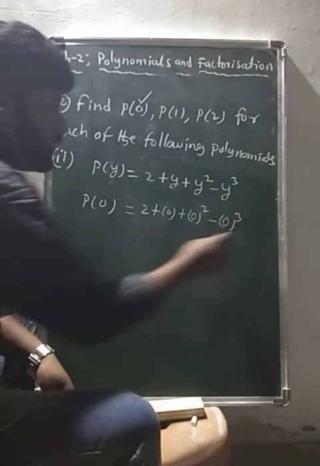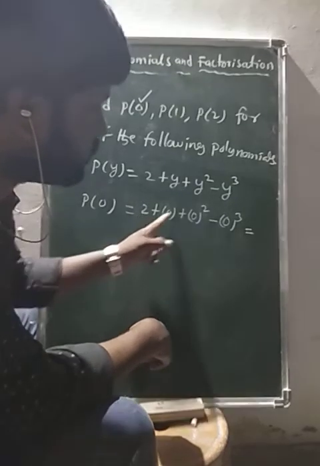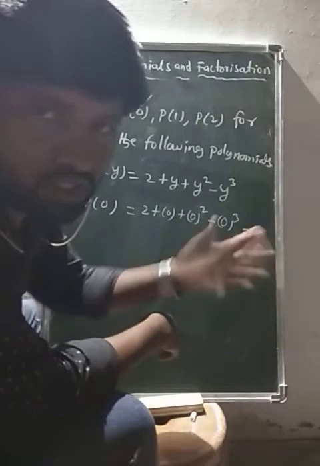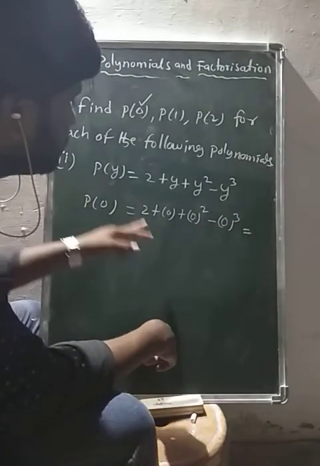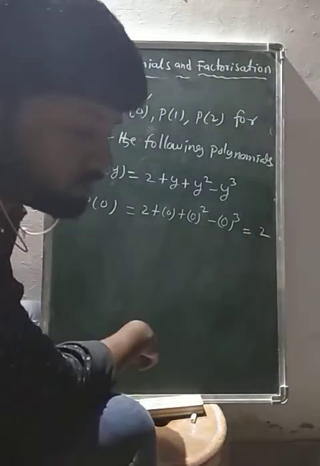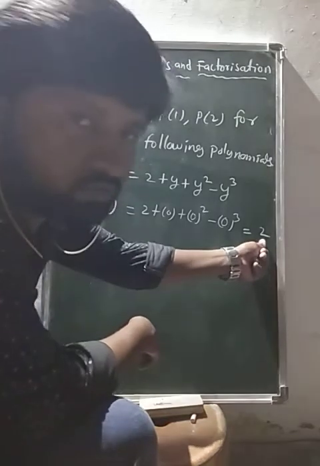So clearly 2 is 2 only, plus 0 square is 0 only, minus 0 cube is 0. So if we substitute 0 in the place of y, we get the value of the polynomial: P of 0 is 2.